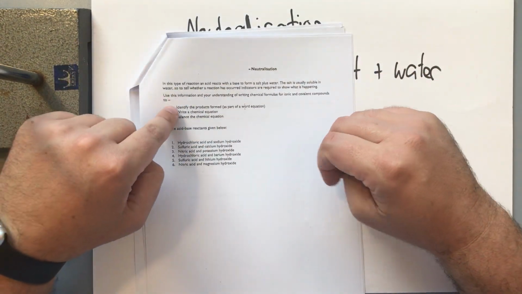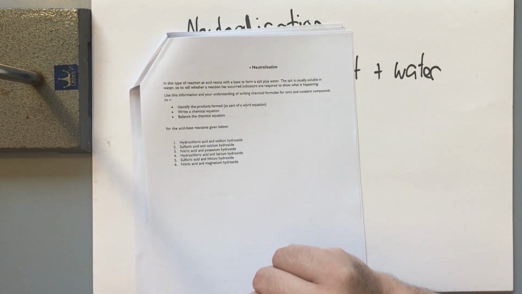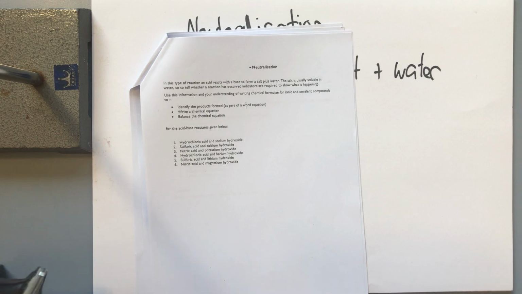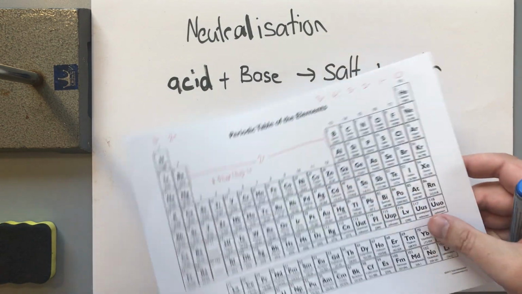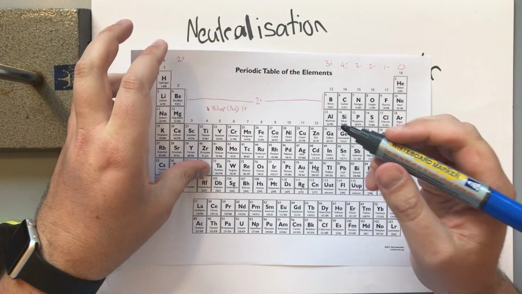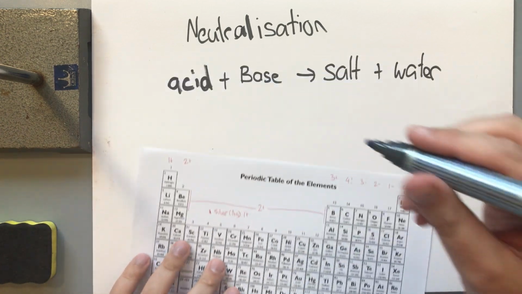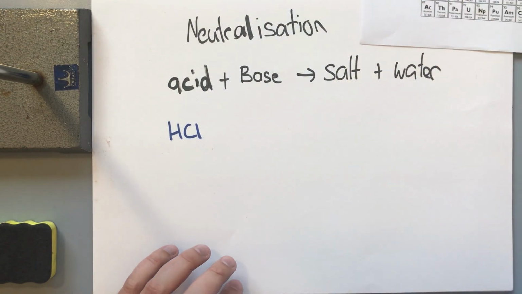Now if we look at our neutralization sheet here, let's do the first couple, hydrochloric acid and sodium hydroxide. So we need to know the formulas for those two reactants there, the hydrochloric acid and the sodium hydroxide. So hydrochloric acid, if we look at our sheet here, we know that hydrochloric acid is hydrogen and chlorine rather. So HCl is our hydrochloric acid.